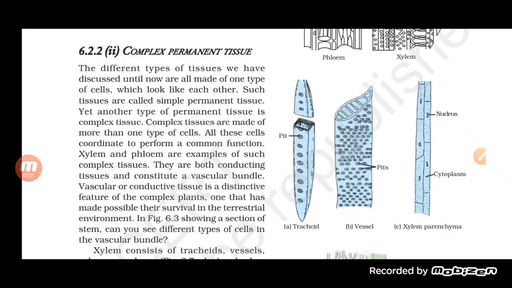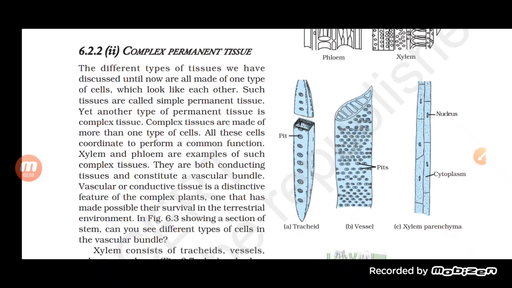Now, the vascular or conductive tissue is a feature of complex plants which made possible the survival in the terrestrial environment. If we talk about the xylem and phloem, the xylem carries the water and minerals from the roots to the different parts of the plant. And in case of the phloem, we know that it carries the food and other substances to all the different parts of the plant.